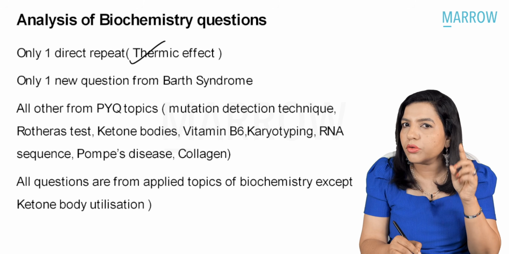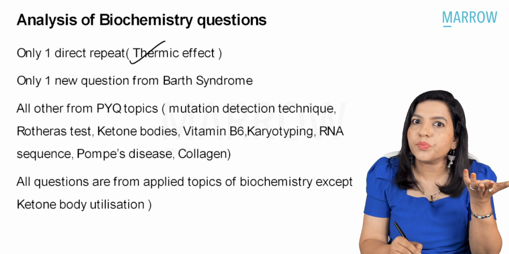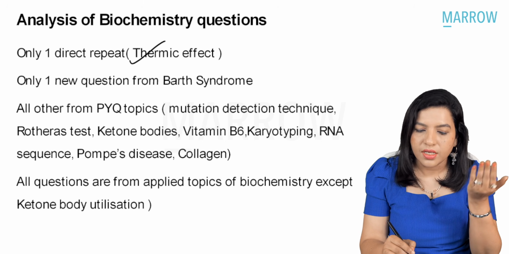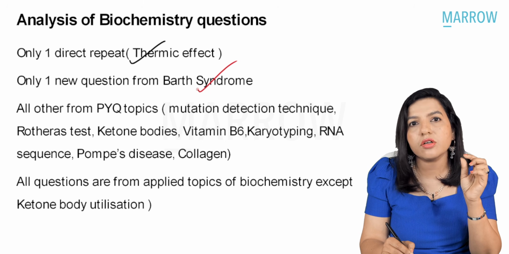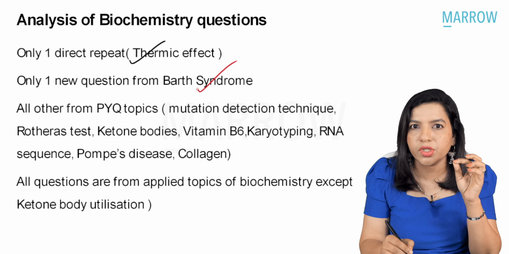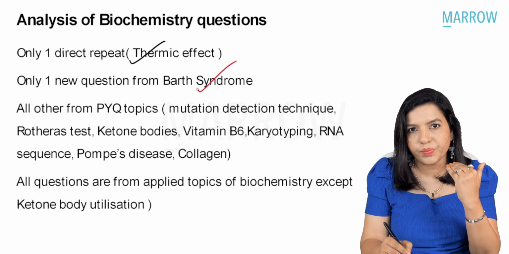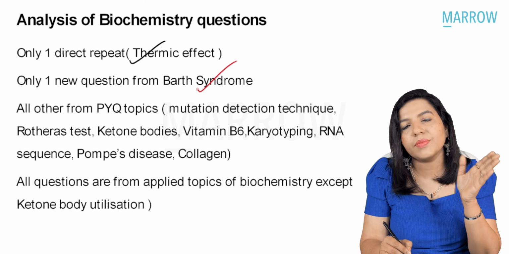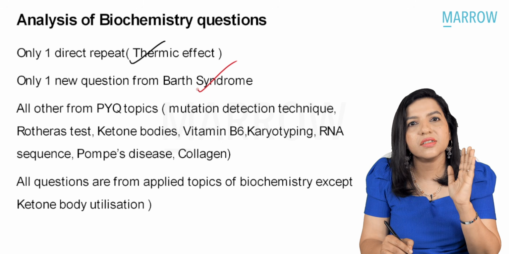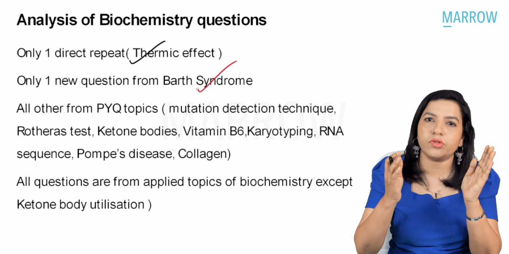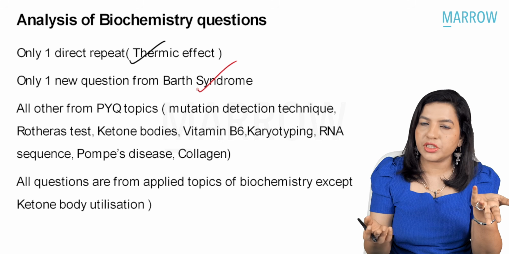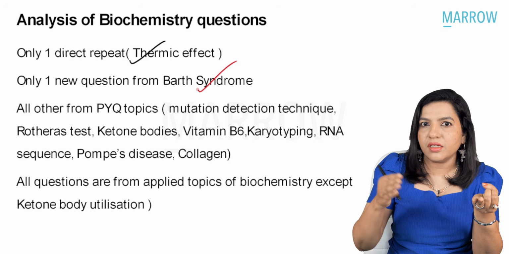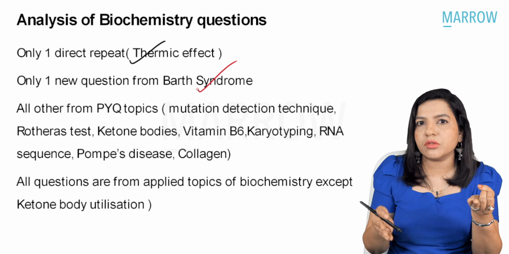There was one new question asked, which was not asked in any of the previous years, neither in NEET nor in INI-CET. That was a question on Barth syndrome, which is linked to cardiolipin. All other questions were not direct repeats, but all the topics are previous year question areas only. For example, mutation detection technique, then Roth-Yaras test. Many times that question was asked, not the same question, but a similar question was asked.